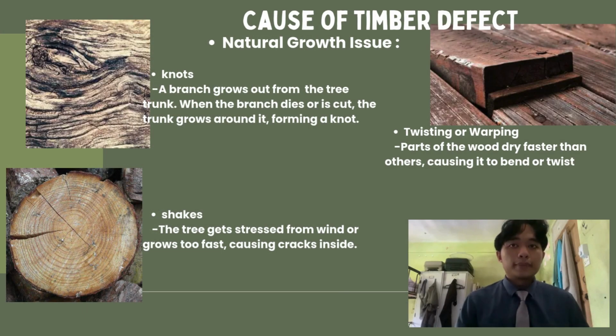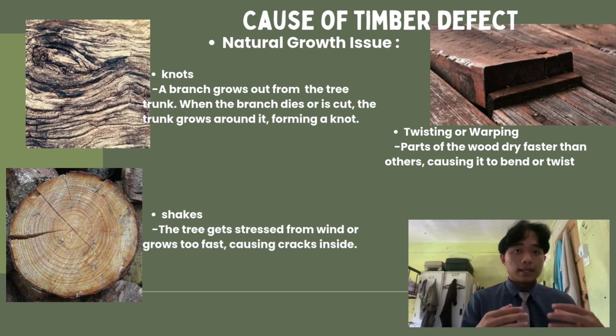I will be explaining timber defect causes. We have natural defects, which is knot. When a branch grows out from the tree trunk, and when the branch dies or is cut, the trunk grows around it, forming a knot. For example, it's like a scar left on a tree where a branch used to be. Why is it a problem? It makes the wood weaker and may not look nice. Then we have shake. This is caused when the tree gets stressed from wind or grows too fast, causing cracks inside. Why is it a problem? These cracks can split the wood and make it less strong.